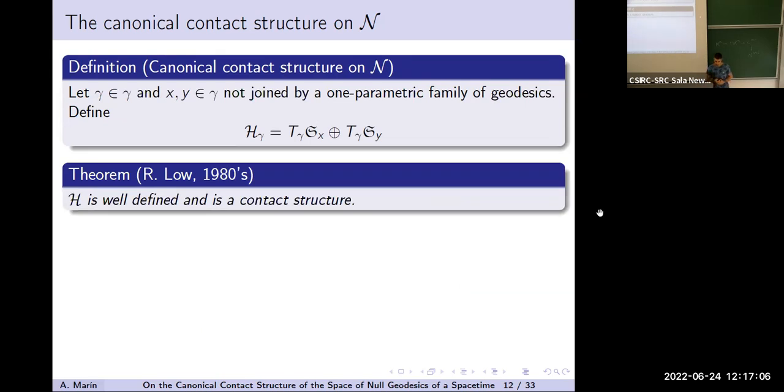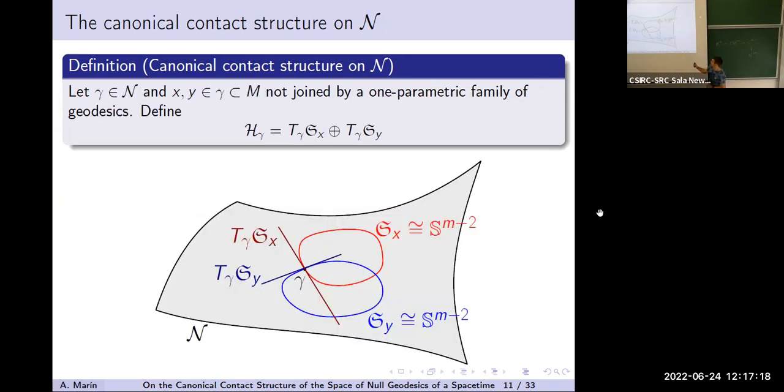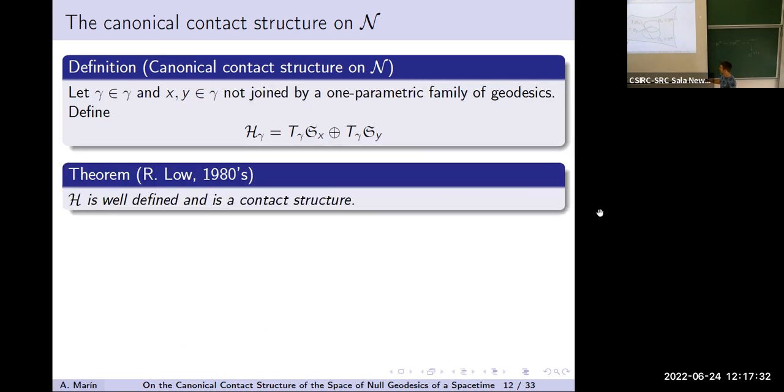This was defined at first by Low in his thesis and later work. And he showed that this is actually a contact structure. I'm not going to show that this is a contact structure. This requires some work. But what we can do is recall that these have dimension m-2 and m-2. So when I add them up, I get dimension 2m-4, which is exactly one less than the dimension of my manifold. So at least it's a codimension 1 distribution. The non-integrability condition, well, it's a bit more difficult.